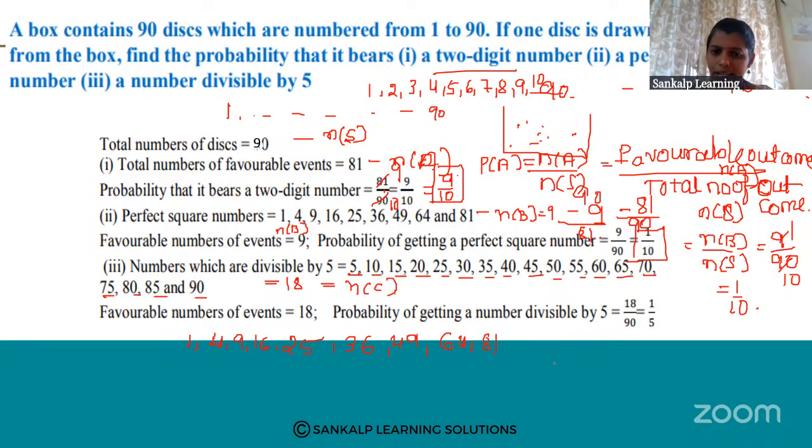So probability of getting a number divisible by 5 is N of C divided by N of S. N of C is 18, N of S is 90. So 9 ones are 9, 9 twos are 18, 2 fives are 10. So finally you will get 1 divided by 5. 1 divided by 5 is the probability of getting a number divisible by 5. Understood?